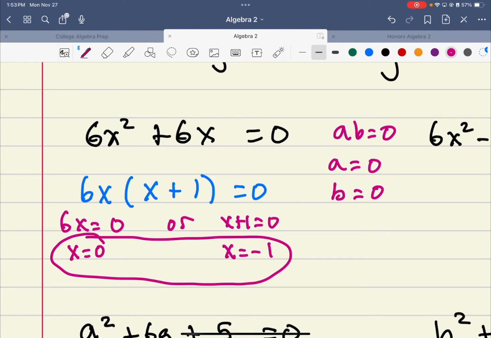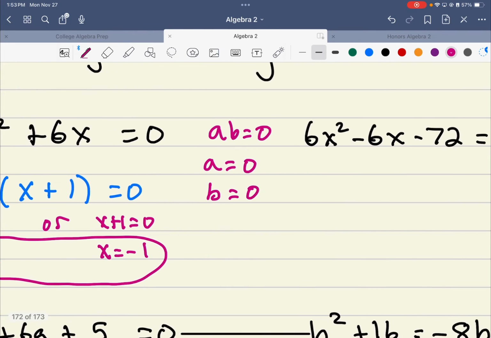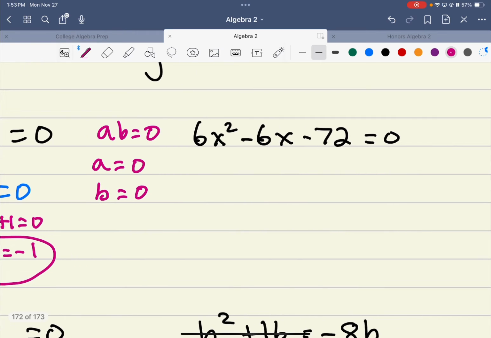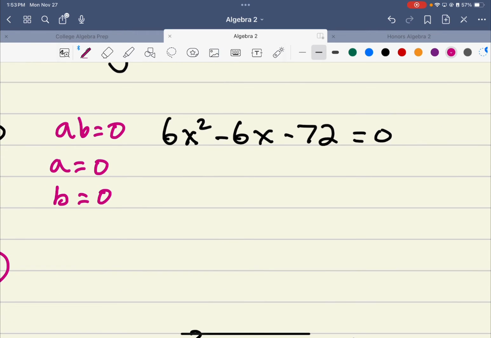And a lot of these have two solutions, right? Two terms looks like GCF if you've got the A and the B. Next one. 6x squared minus 6x minus 72 equals 0.